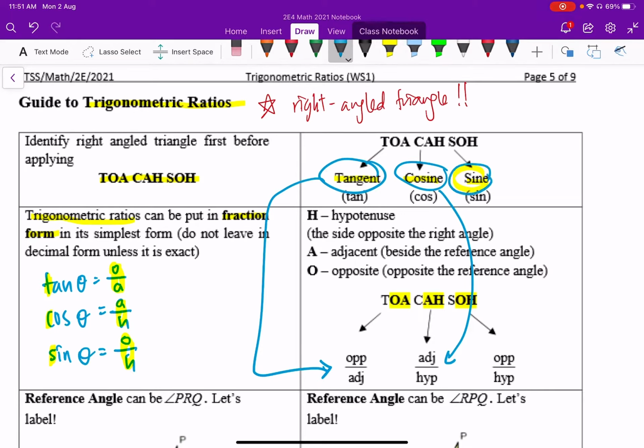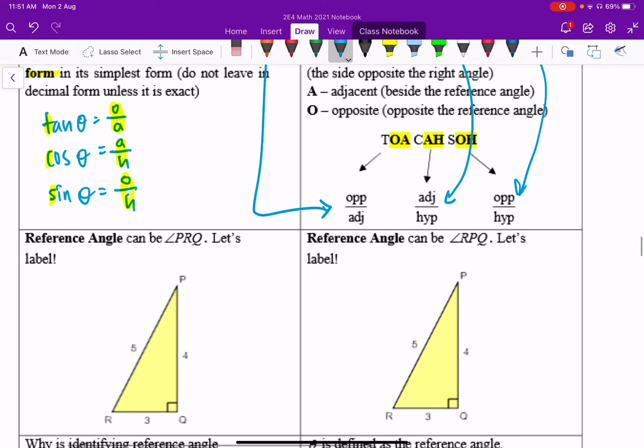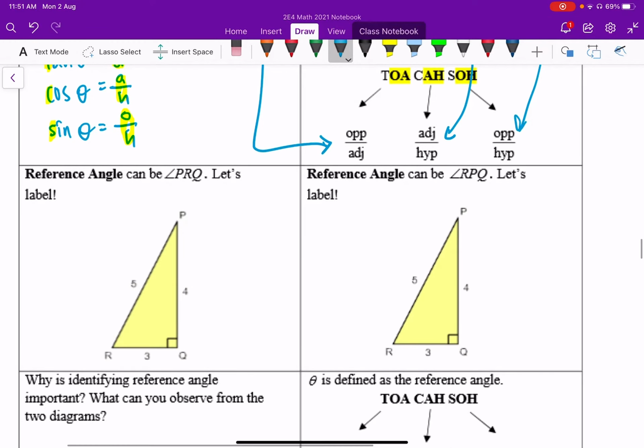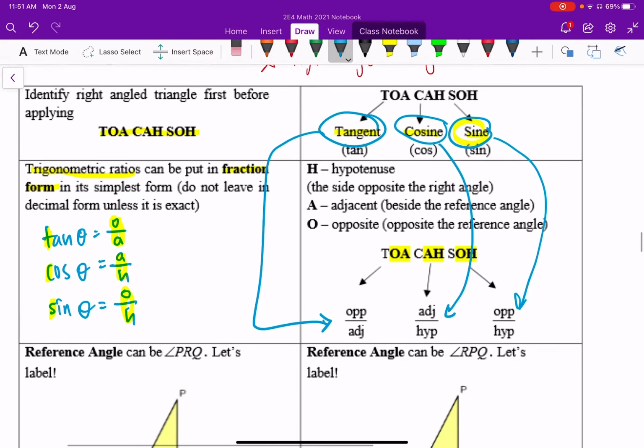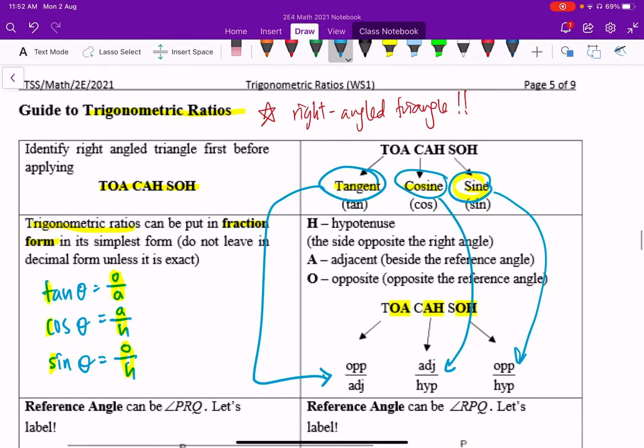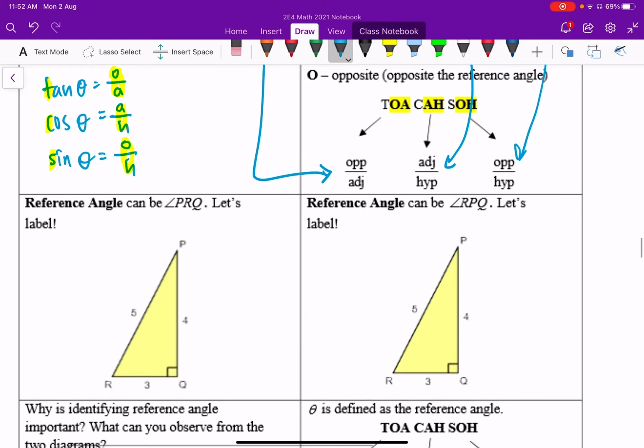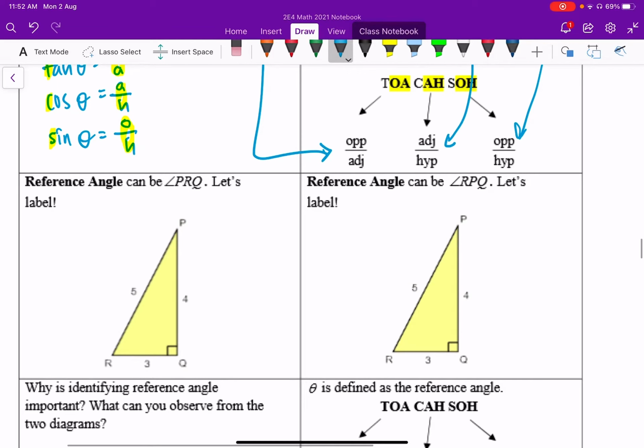These are the three sides. So TOA CAH SOH over here, you get the sides right here. So the reference angle can be PRQ that we see here. You memorize this first, okay? You need to know that they are TOA CAH SOH. So now let's move on to the next part.